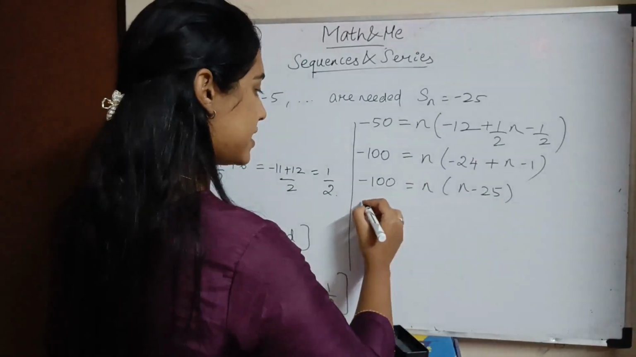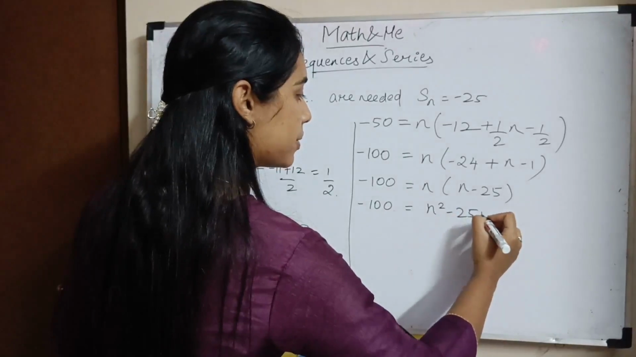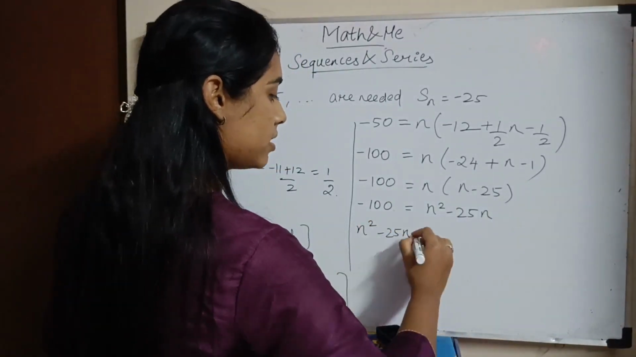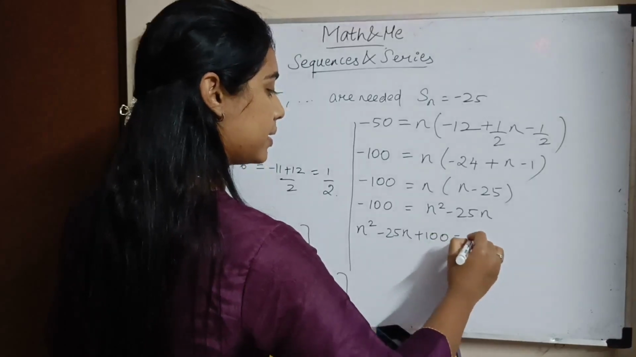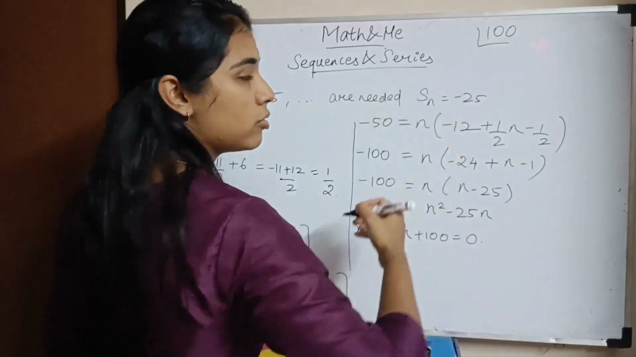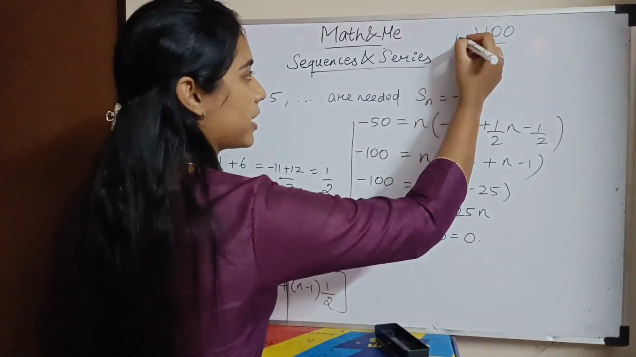Minus 100 equals n times n minus 25. So when I multiply it inside, I have minus 100 equals n square minus 25n. So now I have a quadratic equation. n square minus 25n plus 100 equals 0. So how do I find the factors? Let me do a prime factorization. But instead of using prime numbers, I'll just use big numbers to see what I get.